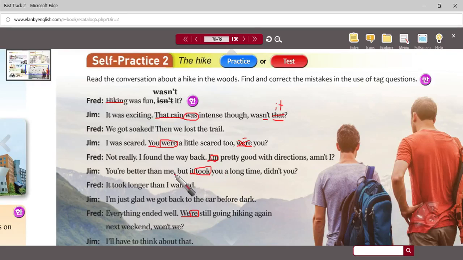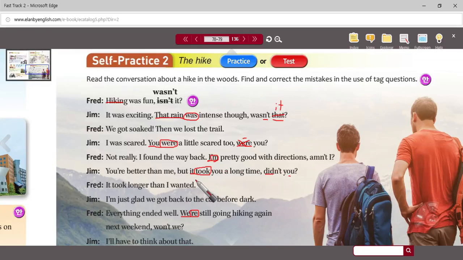Okay. Jim, what does he say? You are better than me, but it took you a long time, didn't you? Okay. So everything's fine here. Past tense, positive, negative. Okay. There's no modal, so we'll put the do auxiliary verb. So that's all fine. The problem is the subject pronoun. It and you do not match. But it took you a long time, didn't it?